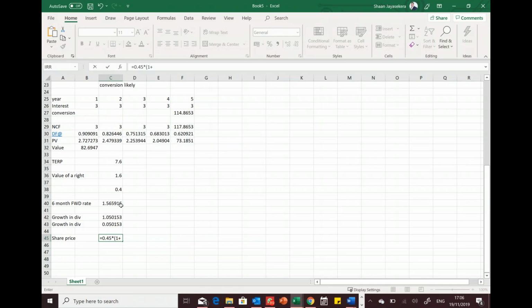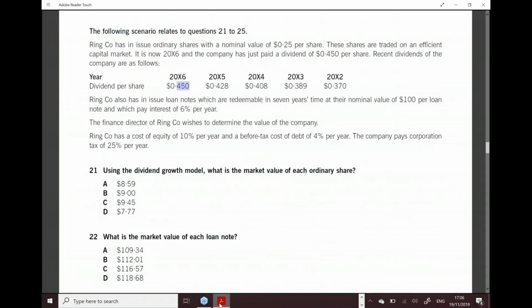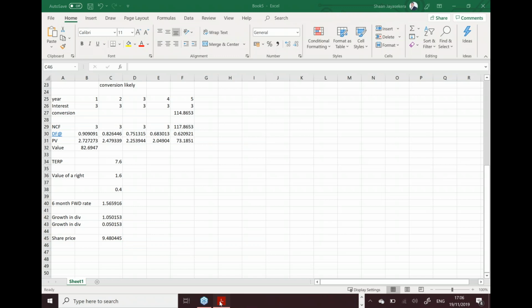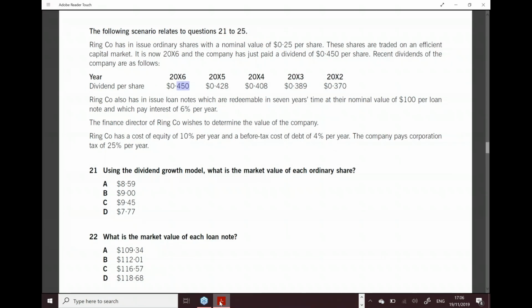0.45 into 1 plus the growth rate, divided by, do I know the return on equity of this company? Yes, the return on equity is 10%. So that's 0.1 minus growth rate. And this should be my answer, which is around 9.45. That's an answer which we have. So 9.45, answer C.